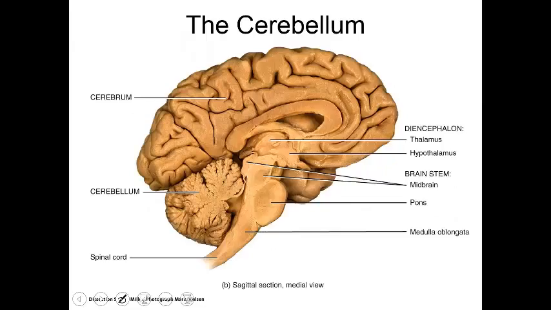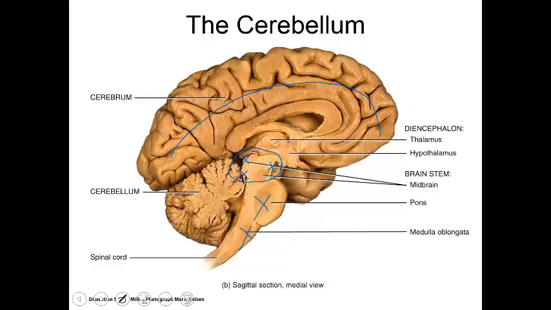So here's a sagittal section, medial view of an actual brain. So you can clearly see the cerebrum. You can see the gyri and the sulci of the cerebrum. So this is a cut right through that longitudinal fissure. So this right here is the medulla oblongata. This is the pons. This right here is the midbrain. So you can see the peduncles right here. This is the superior colliculus. This is the inferior colliculus.